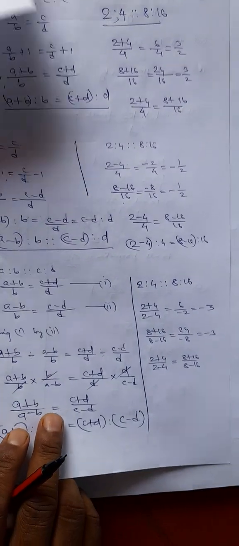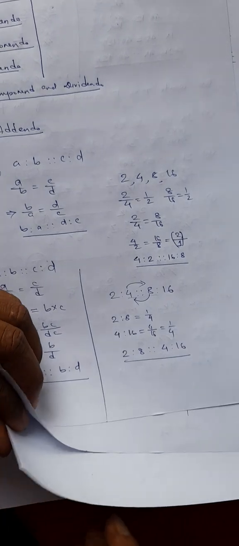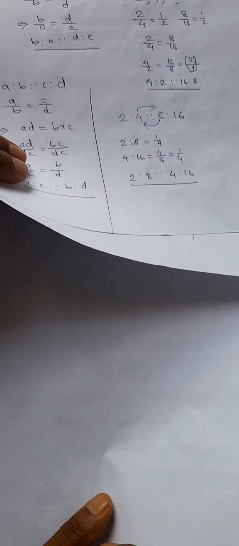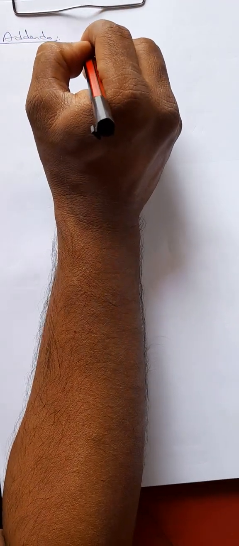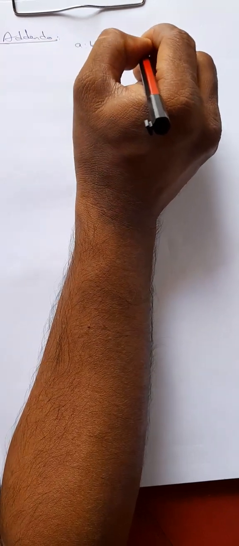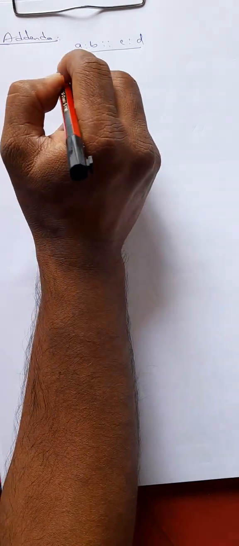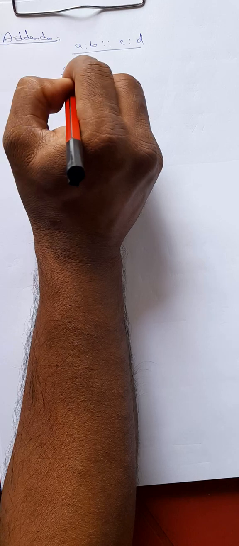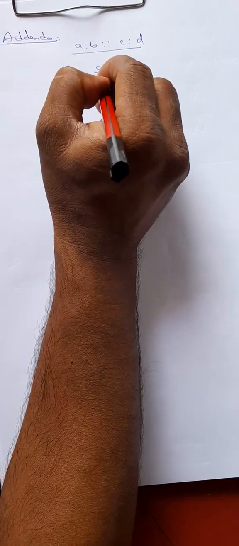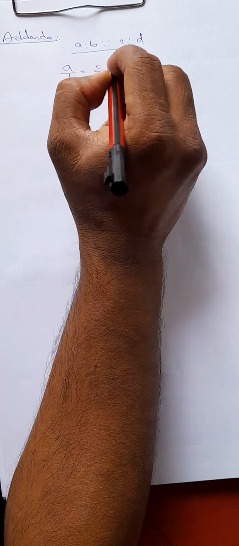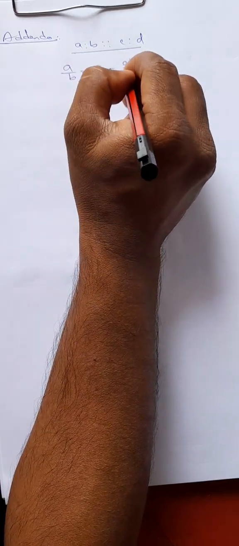Now let's discuss one more property. This is addendo. Now what is addendo? Let's discuss here. Addendo. This is another property. A is to B proportional to C is to D, right? That means A by B equal to C by D. Now these ratios are equal to A plus C divided by B plus D.